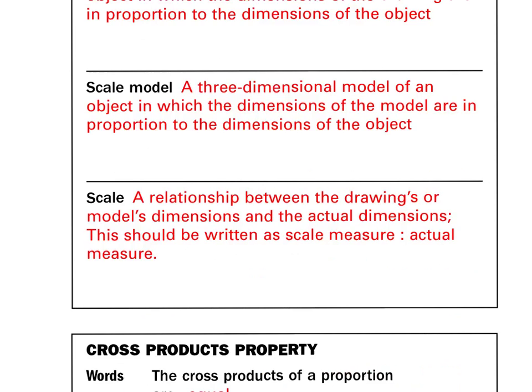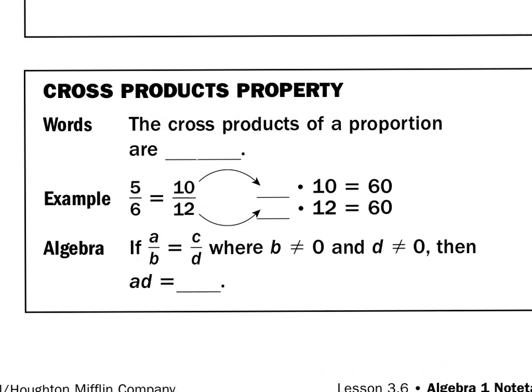And the scale is the relationship between the drawing's or the model's dimensions and the actual dimensions. We write this as a ratio, the scale measure to the actual measure. So our first box is the cross products property. What this property states is that the cross products of a proportion are equal.